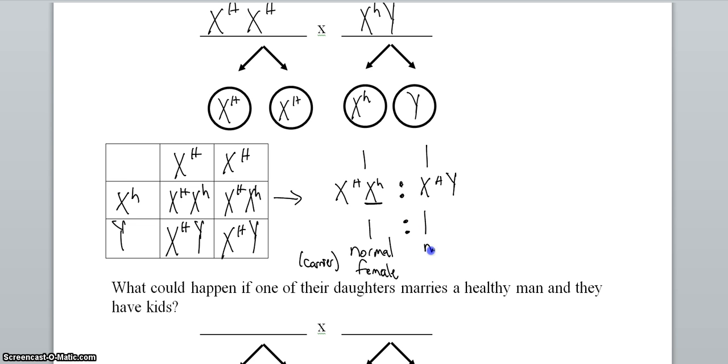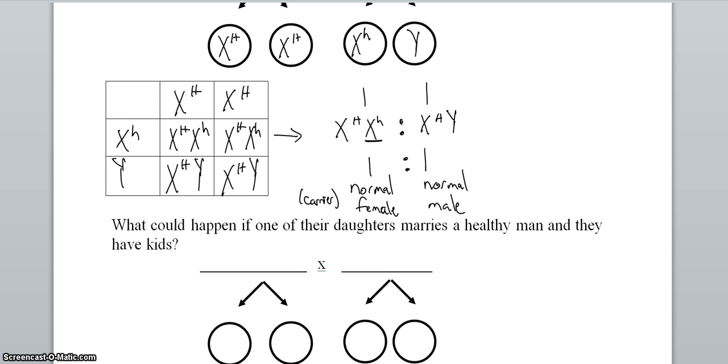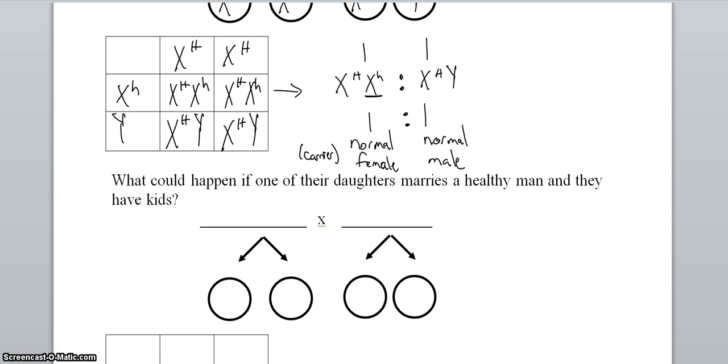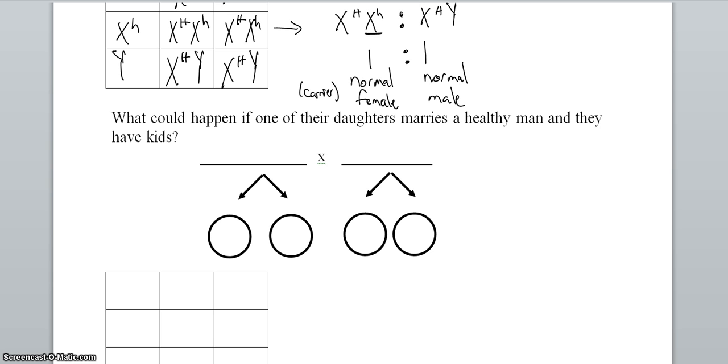And we have one normal male, because he has dealt with whatever his mother gave him in the way of the X, because he inherited the Y from the father. What would happen if one of the daughter carriers marries a healthy man and they have kids? So one of the daughters, who is X big H, X little h, marries a healthy man, X big H, Y. So everything seems perfect with this couple.